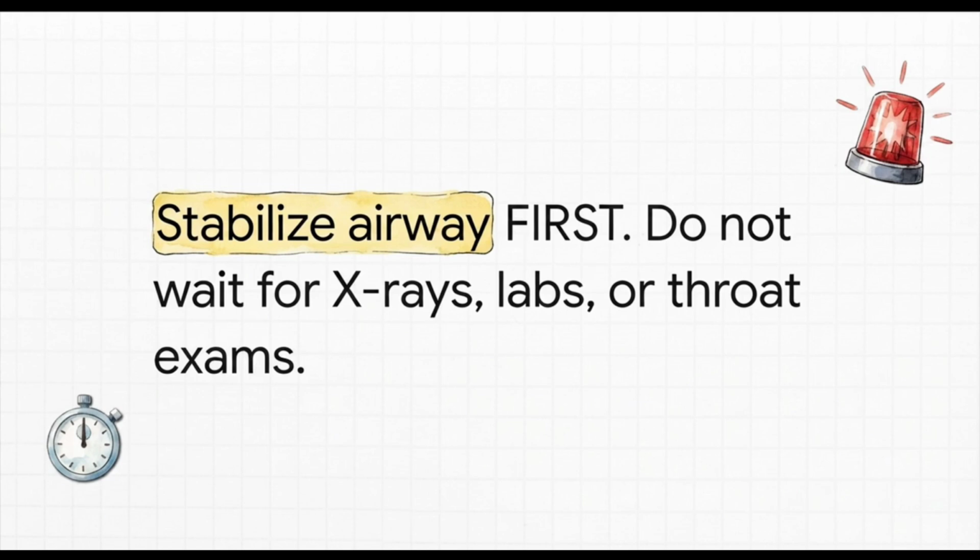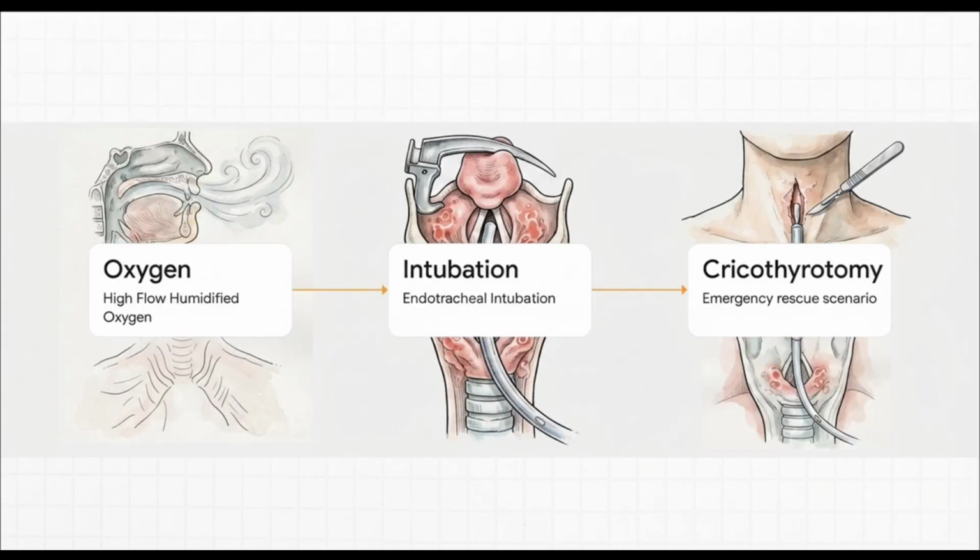You do not send a gasping patient down the hall for an X-ray. You do not wait around on blood labs. You secure their ability to breathe immediately. The diagnosis can very often be visually confirmed while you are in the middle of saving their life. The physical interventions escalate based on the severity of the obstruction. Step 1 is all about buying time. Providing high-flow humidified oxygen can calm the patient, reduce that extreme work of breathing, and improve oxygenation.